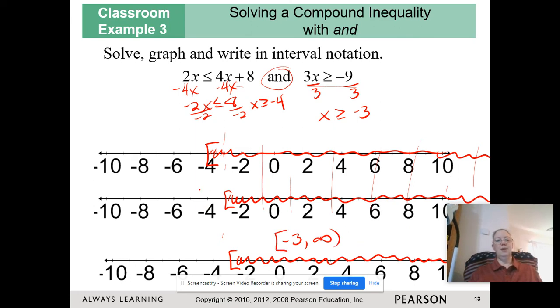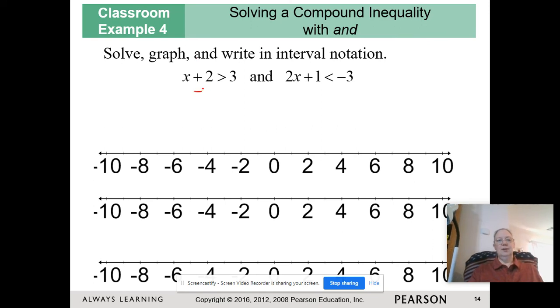Now you're like, hey, wait a minute, isn't that the same as this one? Well, it just worked out that way. Yes, it is. That doesn't mean you always are going to just take the middle one. It just happened to work out that way because they were both shading in the same direction.